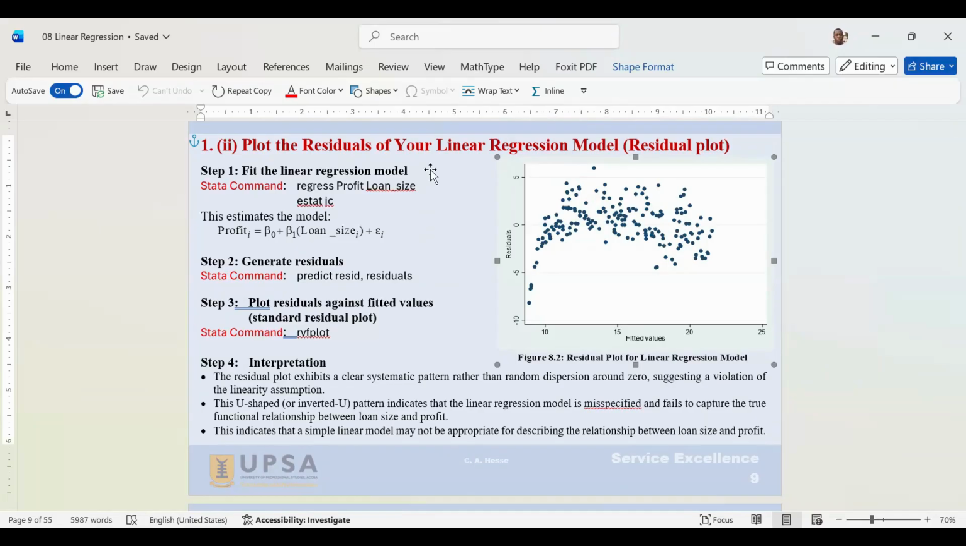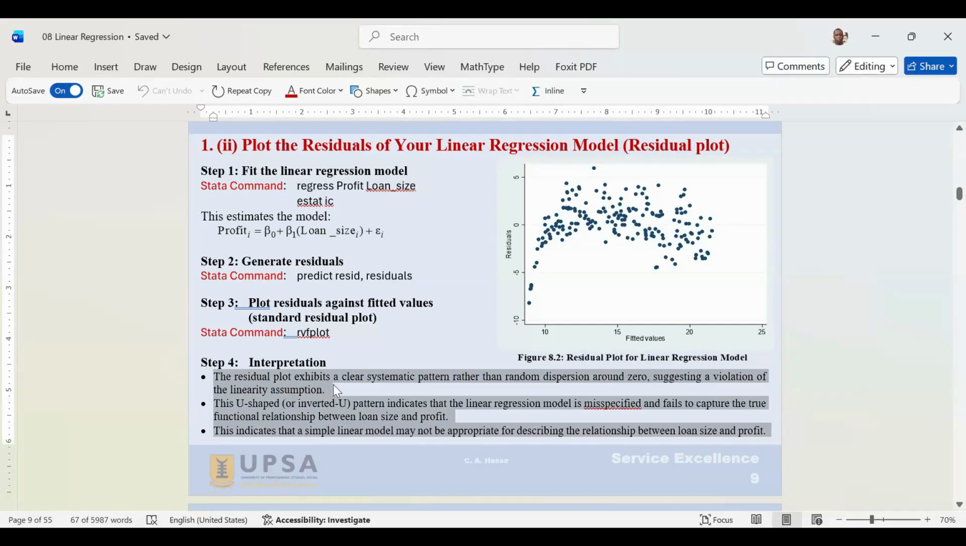What's the interpretation? Someone read very fast. I've written something on the screen. The interpretation of the graph. The residual plot exhibits a clear systematic pattern rather than random dispersion around zero, suggesting a violation of the linearity assumption. Please, do you understand that statement? No. Okay, let me explain.